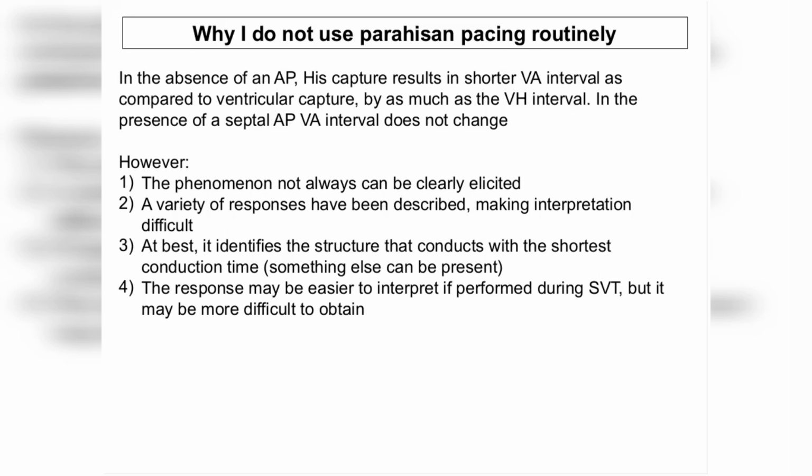Number 3, and I think this is very important, at best, it identifies the structure that is conducting. That means it identifies the structure with the shortest conduction time. But this does not exclude that a structure with a longer conduction time could also be present. For example, in the first example, we showed that conduction was going through the AV node, but that does not exclude that there could be a slower conducting accessory pathway.